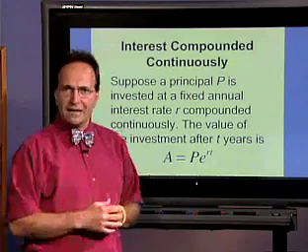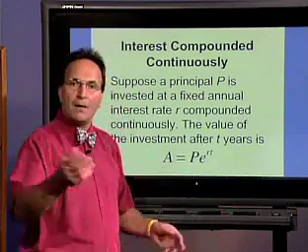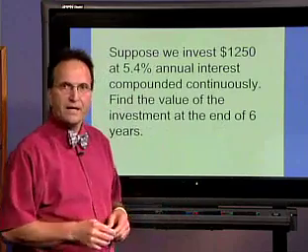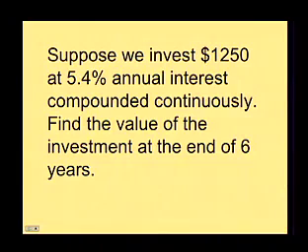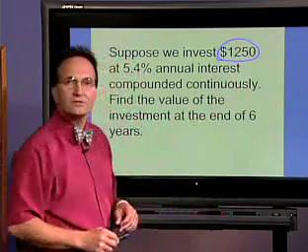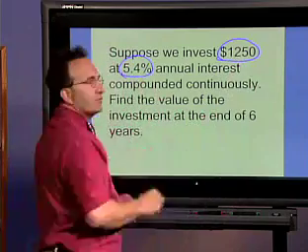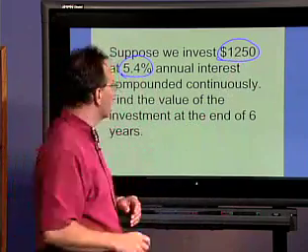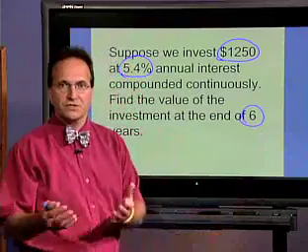Let's take a look at an example where we're going to use this formula for compounding interest continuously. And the example is, suppose we invest $1,250 at 5.4% interest rate, and it's compounded continuously. Find the value of the investment at the end of 6 years. So the important information to cull from here is the initial investment of $1,250, the interest rate of 5.4%, and the length, which is 6 years.